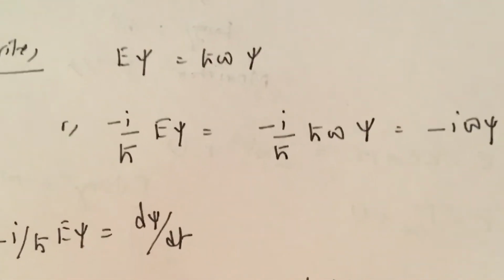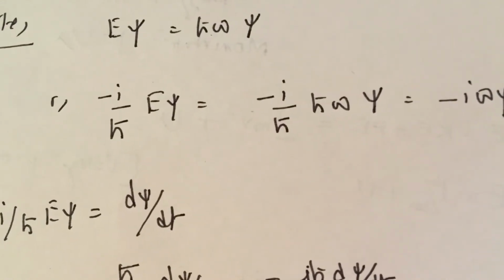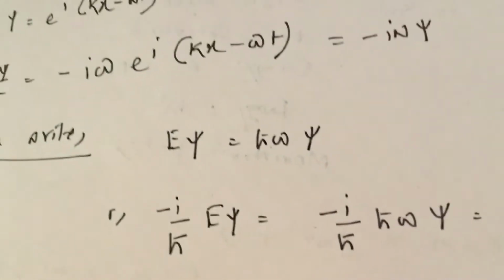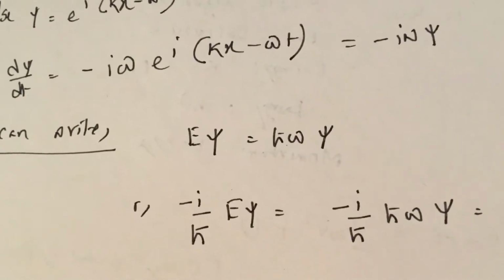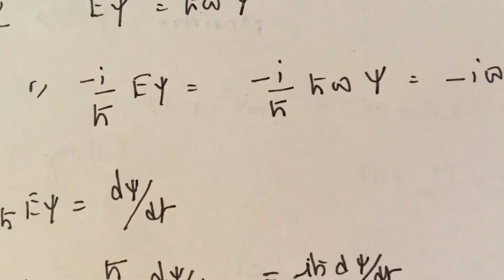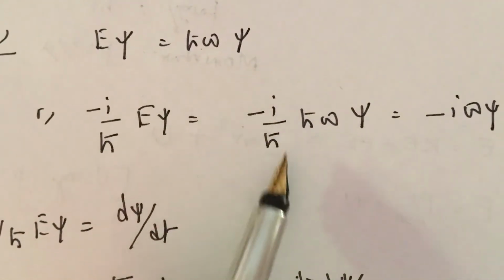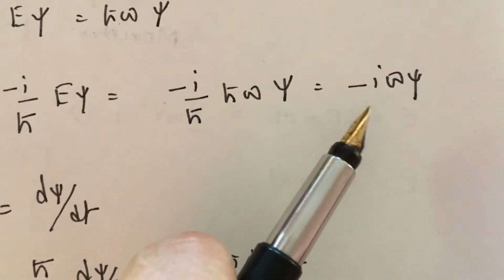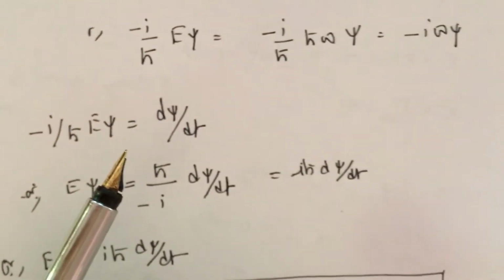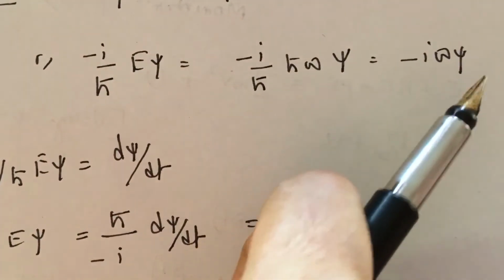So again I am writing the energy equation. Energy is operated on the wave function psi. We know E equal to h cross omega. So E psi equal to h cross omega psi. Now I am multiplying by minus i by h cross. So it's minus i by h cross times h cross omega psi, where h cross cancels out. So I get minus i omega psi. So for minus i by h cross E psi, I will have minus i omega psi.